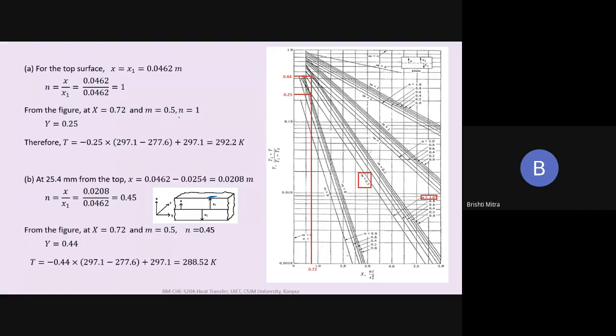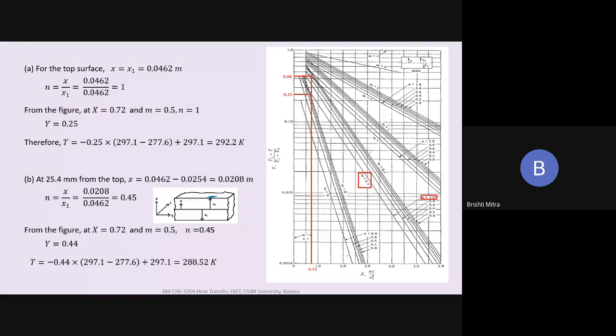And my m value was 0.5. So we look at these values. m is equal to 0.5 out here. For this set of figures, m is equal to 0.5. And here we find out under which condition n is equal to 1. The last line is the one where we have n equal to 1 and m equal to 0.5. So we extend this line till we reach the line which is going off from my Fourier number 0.72, and this is where it intersects.